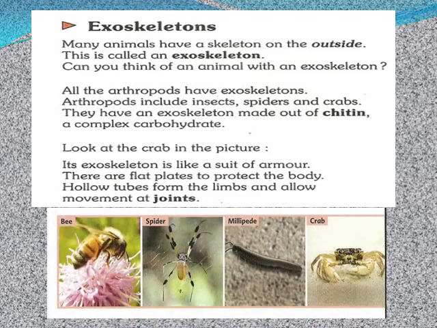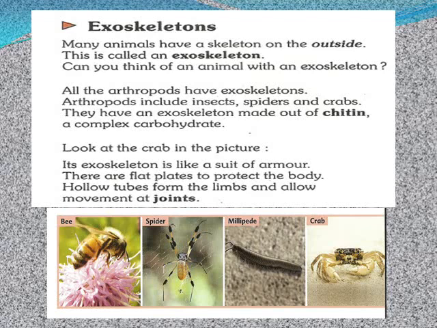Exoskeletons. You can see now exoskeletons. Many animals have a skeleton on the outside. This is called an exoskeleton. And they are very common, spreading everywhere, especially in houses. The first thing everybody knows is the cockroach. It's an insect which roams everywhere.